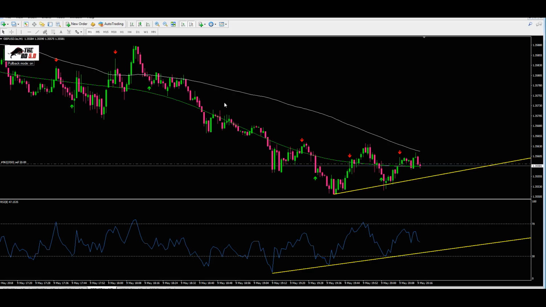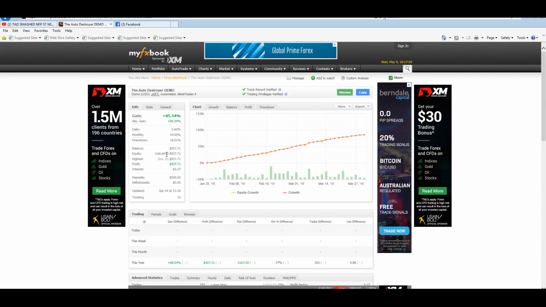But the big problem with making all the money, all the profits and all these ITMs is the risk. We are exposing our account to too much risk. So if you have been following my old Auto Destroyer MyFX book, which is here, you can see it turned a nice £500 account into £927. A nice 85% gain, 18% drawdown, and look at this equity growth curve, beautiful, perfectly in line. Now that was making 1% every single day. It was literally smashing the pips.